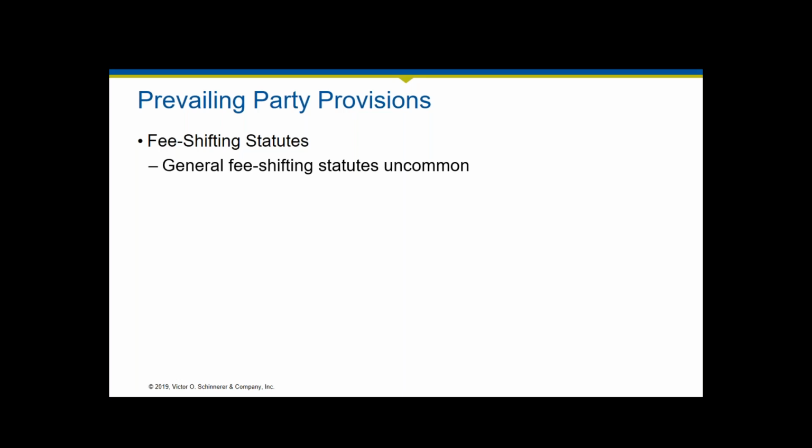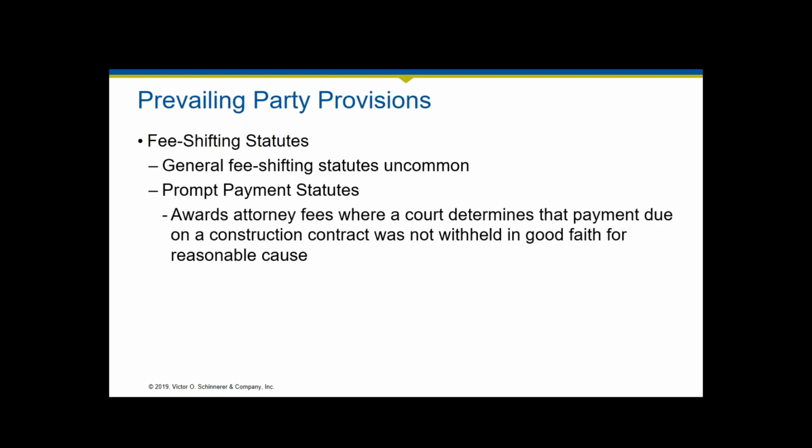The area where we do see them in some states is in prompt payment statutes, where if the court determines that payment is due on a construction contract and it was not withheld in good faith or reasonable cause, then attorney fees are awarded per statute as part of the damages. But those are typically between owners, contractors, and subcontractors. So absent a contractual provision, you should assume that all parties are going to be responsible for paying their attorney fees. So what do these prevailing party provisions look like?